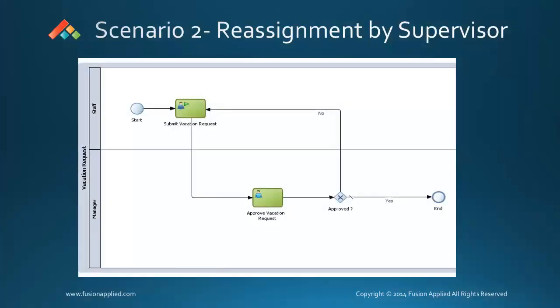Let's look at scenario 2 now. This is reassignment by a supervisor. Again, we have Raymond, who is in the staff role, and Raymond is going to submit a vacation request. So he submits a vacation request and that request gets routed to managers. So who are our managers? We have Deborah and Marie, two managers.